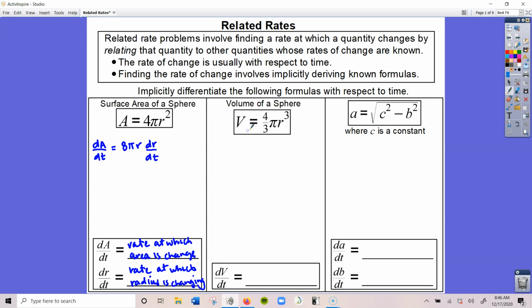For the volume of a sphere, that's V equals 4 over 3 pi r cubed. So when we find the derivative of this, dV dt is equal to the 3 gets multiplied, canceling out the 3 of the denominator. So 4 pi r squared, and we multiply by dr dt. So dV dt represents the rate at which volume is changing.